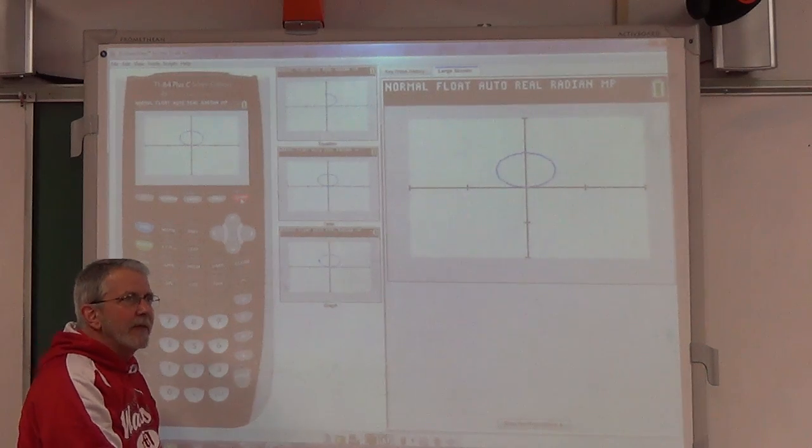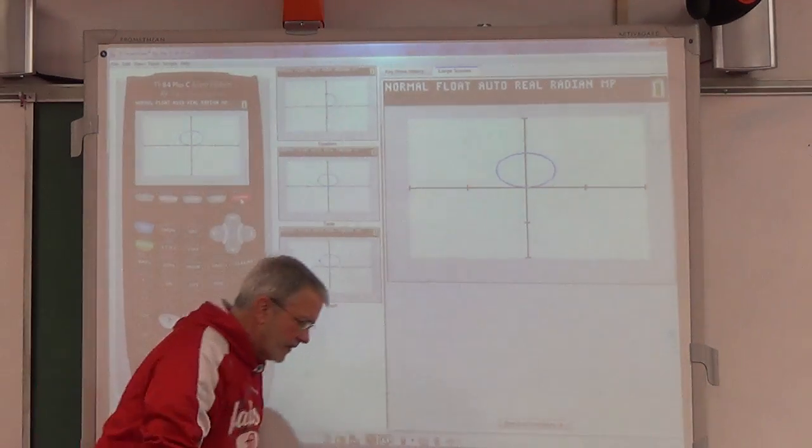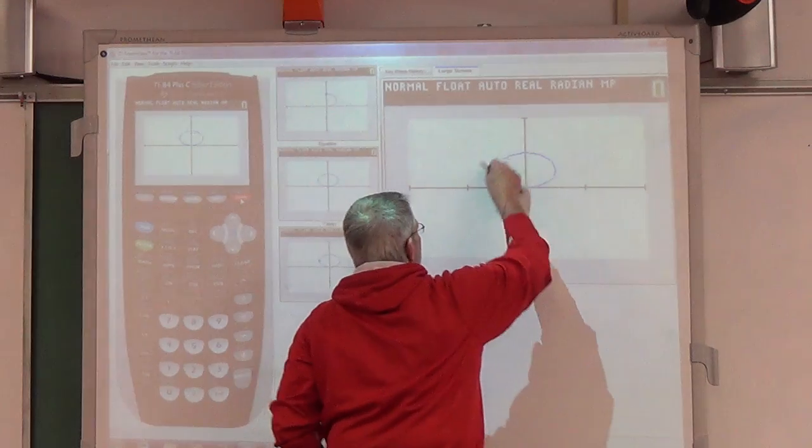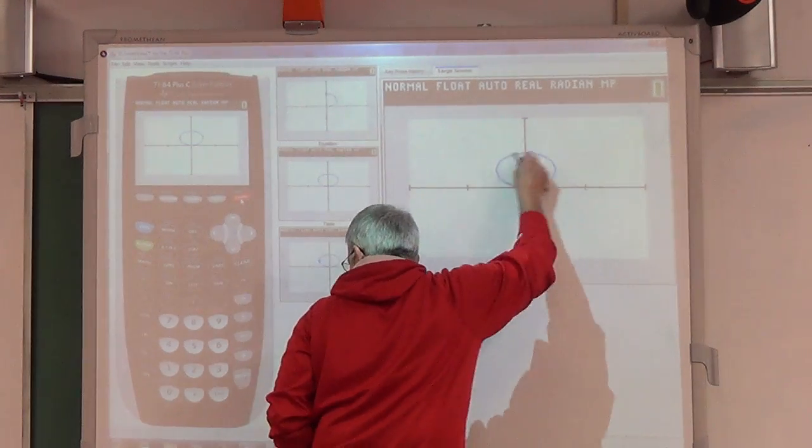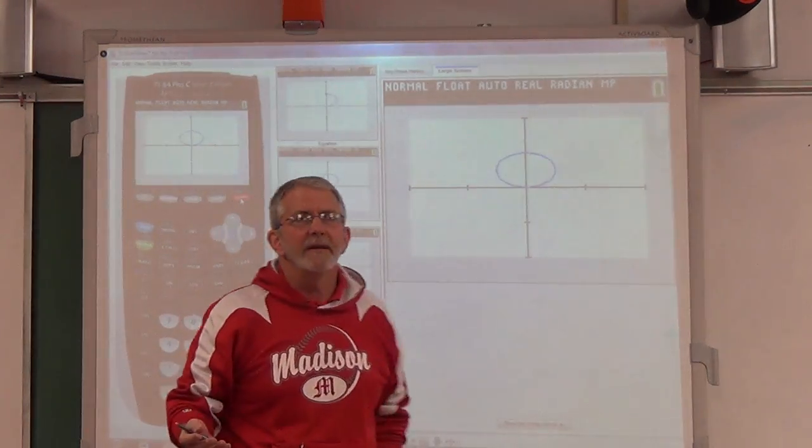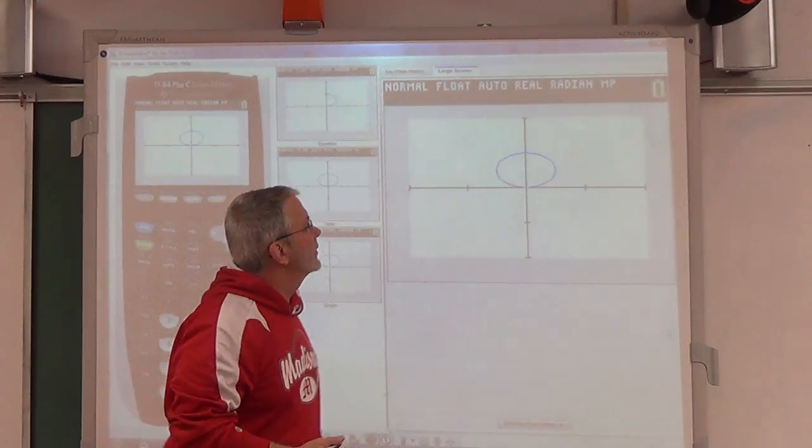And keep in mind, I'm doing theta all the way around the circle. I mean, I'm going 360 degrees, 2 pi. We like to do radians. So I'm going 2 pi. So what's happening with that?